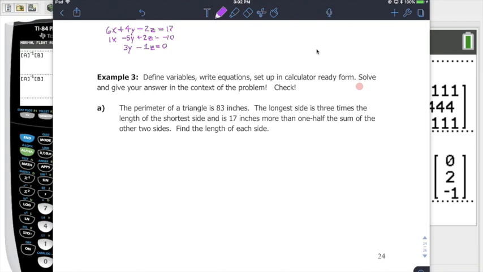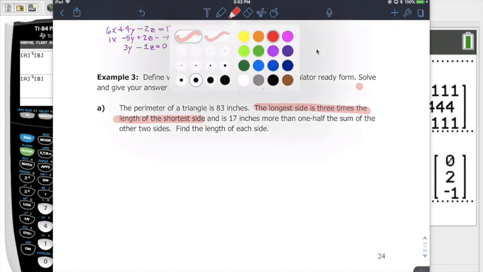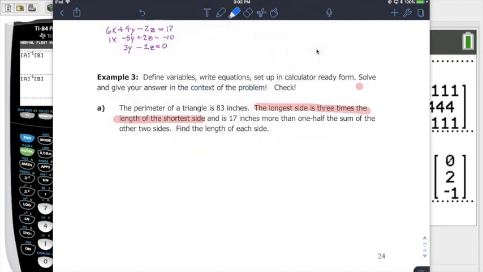So let's see here. We've got the perimeter of a triangle is 83 inches. The longest side is 3 times the length of the shortest side. And there's the second part here, which I'm going to highlight in a different color. The longest side is 17 inches more than 1/2 the sum of the other two sides. So that's a little wordy.